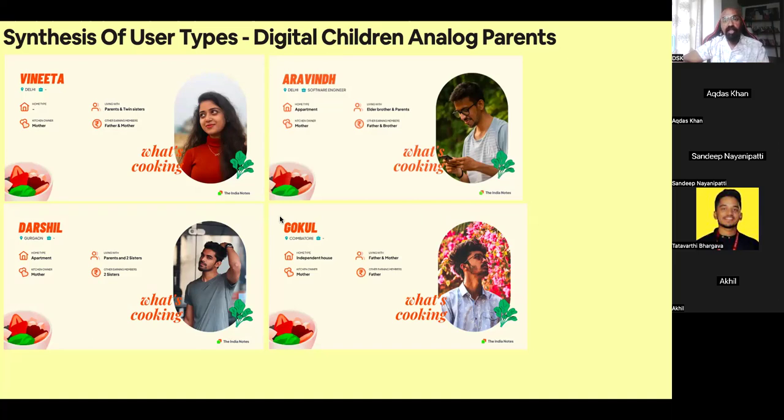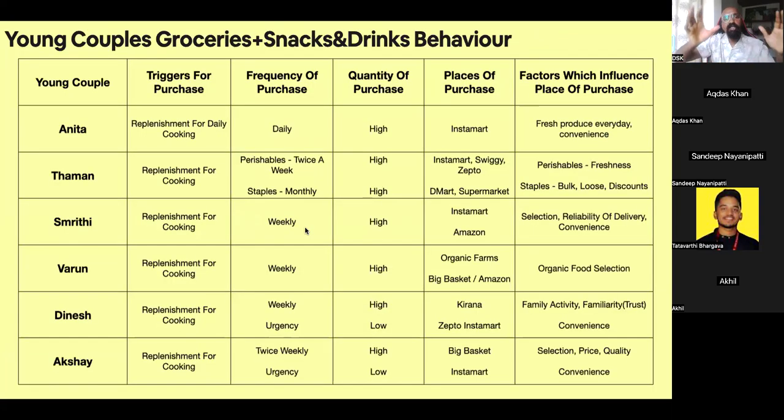And therefore, you saw certain patterns from that. So we then went about summarizing the key insights that came out of grocery, snack and drinks behavior for all of these customers across all of these questions. What were the triggers, the frequencies, the quantities, the places they purchase, and the factors that influence them to purchase?